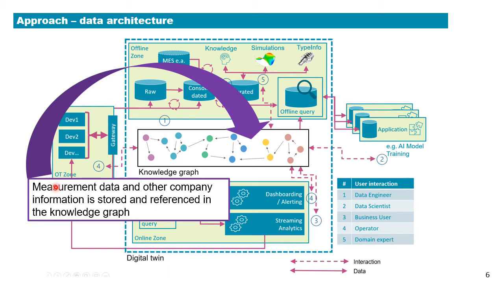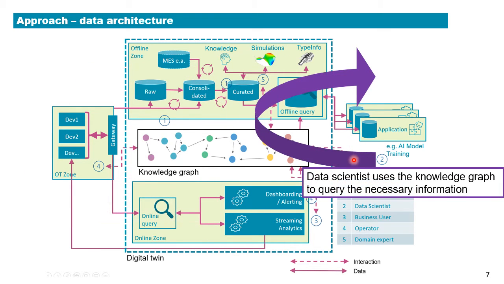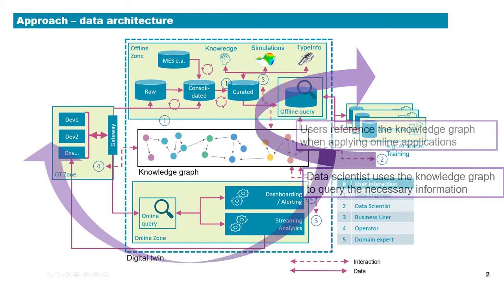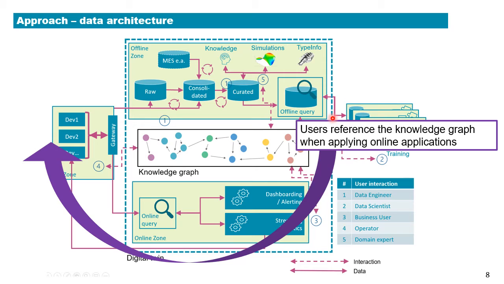Typically, measurement data is gathered from the operational zone, combined with other information within the company, and all of this is referenced within the knowledge graph in the center. Next, the data scientist can use the knowledge graph in order to query all of this data and train the AI model. Finally, users of the AI model can also reference the knowledge graph when deploying the AI model in online applications.